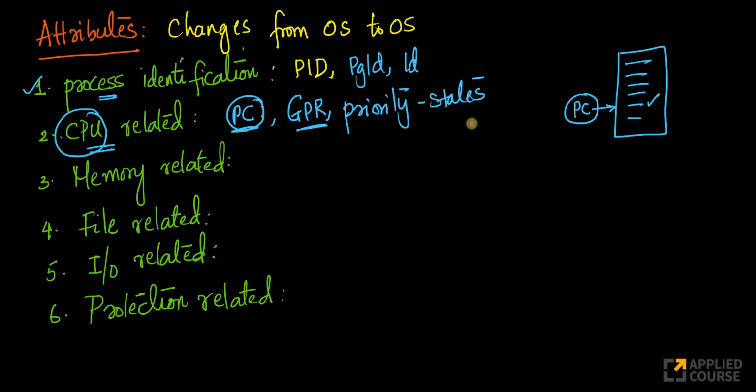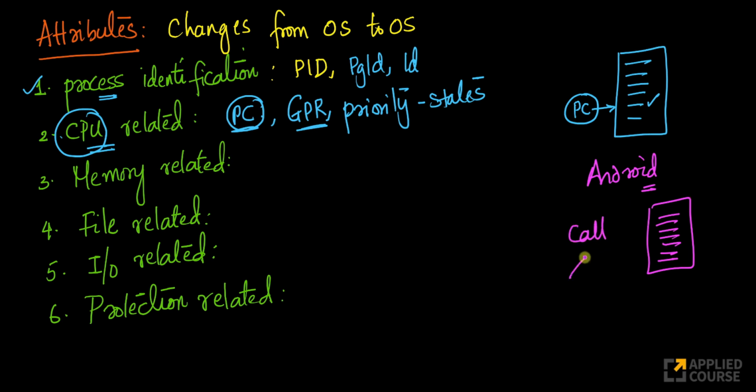Let me give you an example from the Android world, because I've given you a lot of examples from the Mac and the Linux world. Imagine I'm browsing a page on my Android phone, reading something on the Chrome browser. Suppose somebody is making a call to me. What happens? That call overtakes the whole screen. As soon as I get a call, the call has a higher priority.